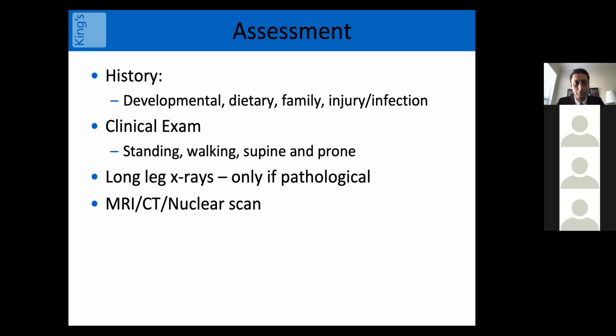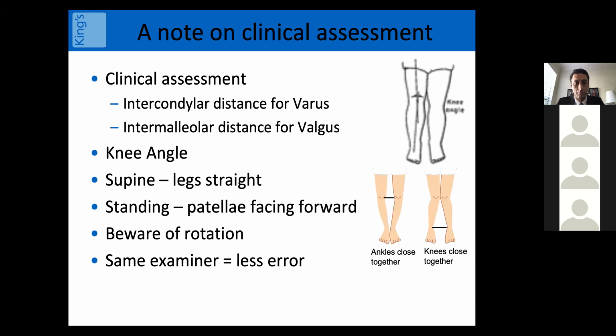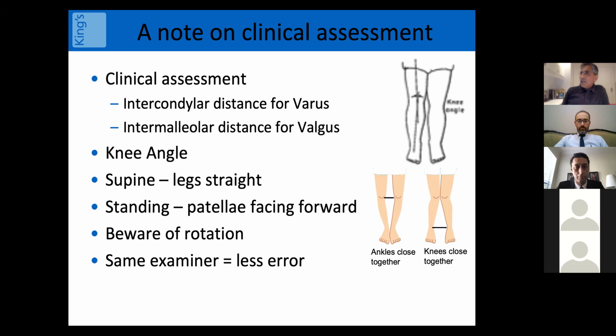Long leg x-rays are only necessary if it is pathological, and rarely MRI and CT scan if you're looking for tumors and fusions. For clinical assessment, if you want to document periodically, intercondylar distance for varus and intermalleolar distance for valgus are very important. Make sure the same person measures it, then the error is less. When measuring intercondylar distance, make sure that the ankles are together. When measuring intermalleolar distance, the knees are together and the limbs are not rotated.